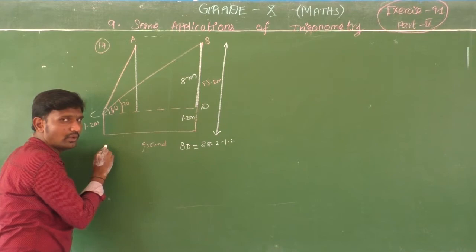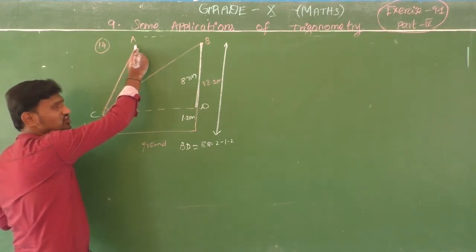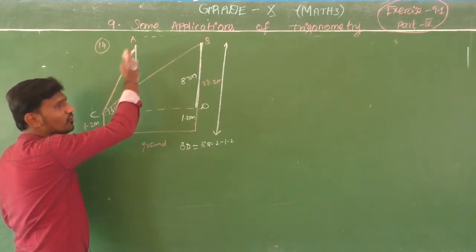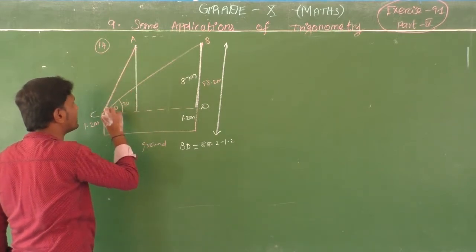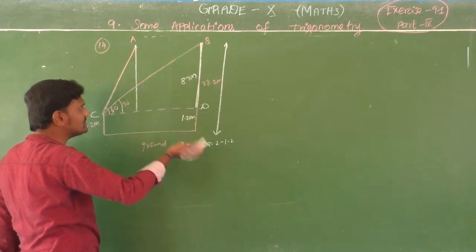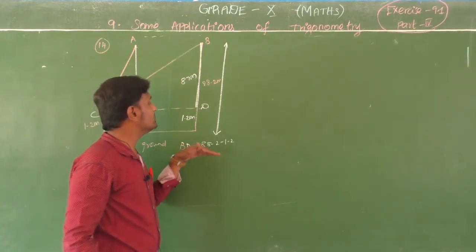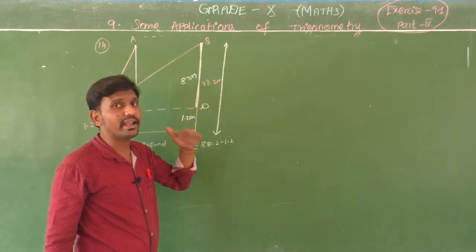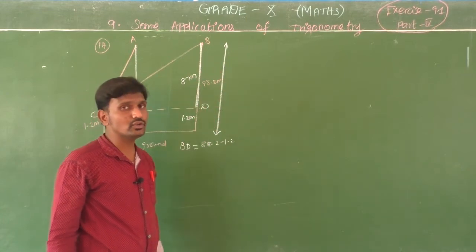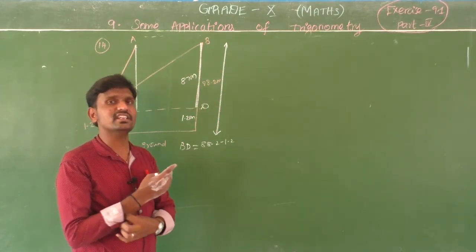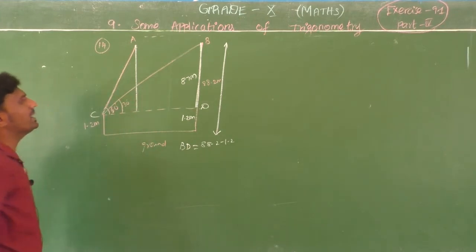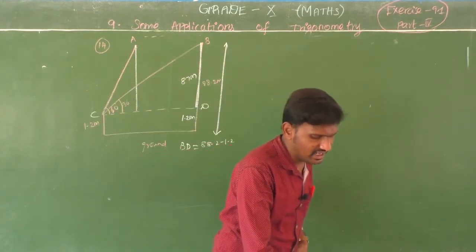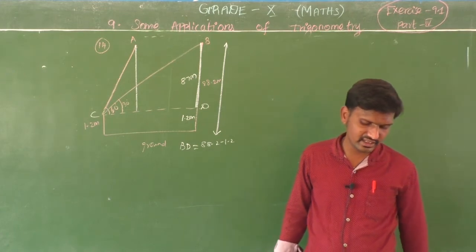Are you clear on the question, students? A girl of height 1.2 meters first spots a balloon at position A, and after some time the balloon moves to another point B. At the first instant the angle is 60 degrees, after some time the angle is reduced to 30 degrees, and the horizontal level from the ground is 88.2. Now I subtract 88.2 minus 1.2, because of the girl's height of 1.2 meters, to get BD equal to 87 meters.